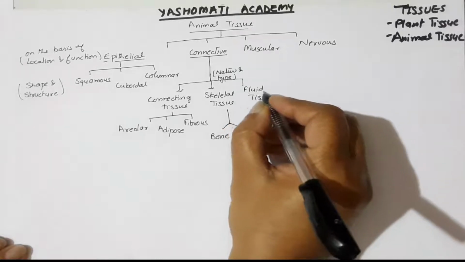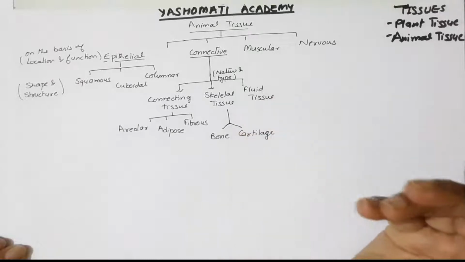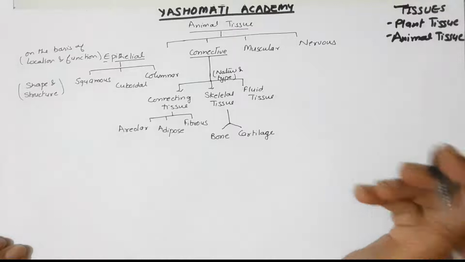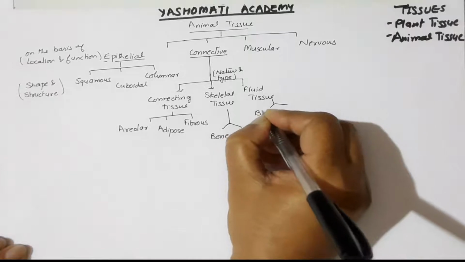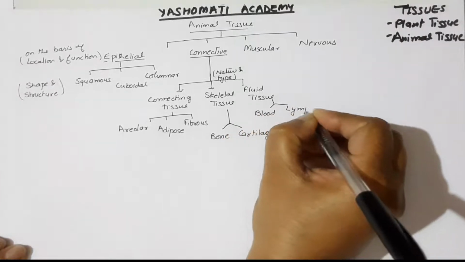Fluid tissue, as is clear from the name, must be liquid. Fluid means which can flow. So fluid tissues are those which can flow. These tissues are of two types, that is blood and lymph.